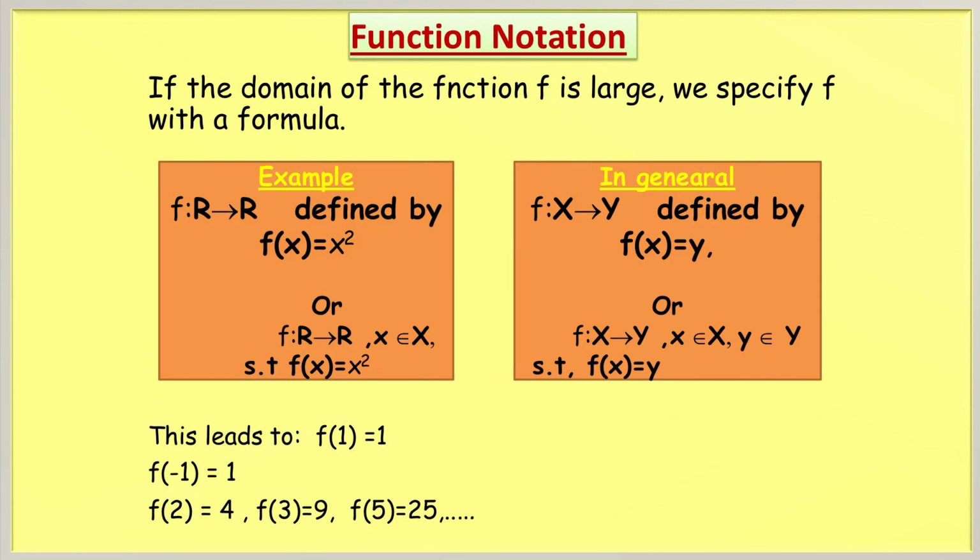Now, you see, just as we discussed on the blackboard, f is a function from R to R defined by f(x) is equal to x square, that is an example in which we have used a formula. In general, the notation of the function is given by f is a function from X to Y such that f(x) is equal to y. So, in case of a large domain we represent the function by a formula, and that is the general notation of writing a function.